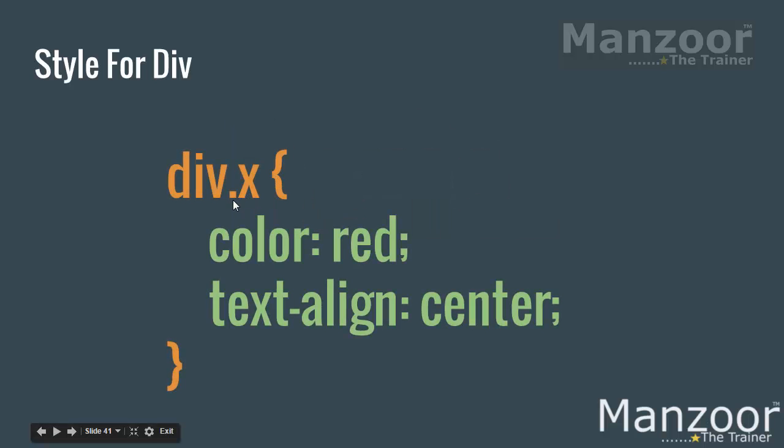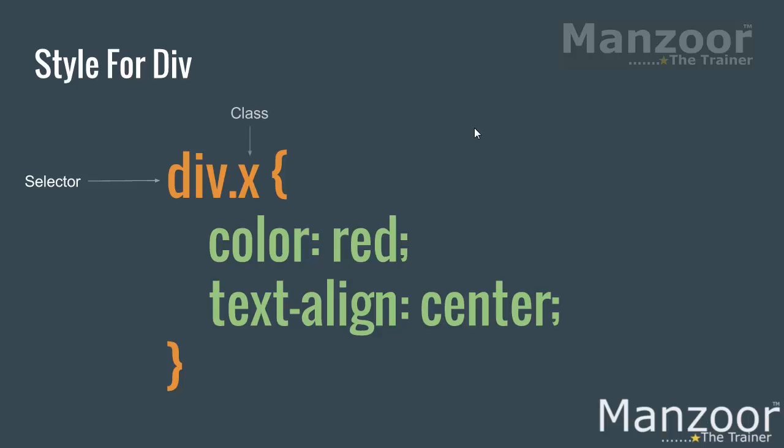Hello everyone, in this video let us try to understand some terminologies. Say I have a style here for div tag. Now you can see that there is a text that I have appended to div, that is .x. Rest of the things are same. Now this is called as selector. Div is selector, so it is going to select div tag.